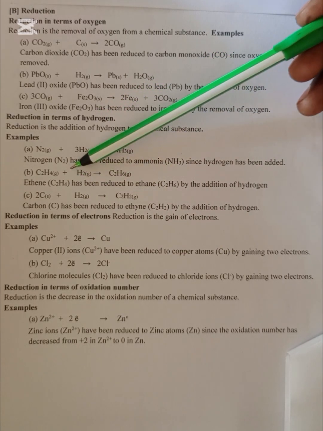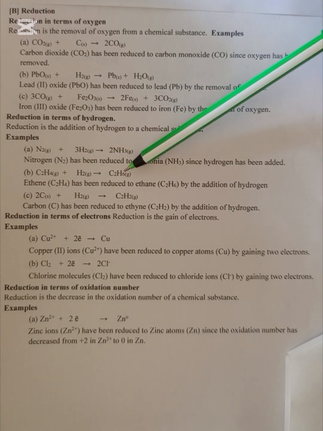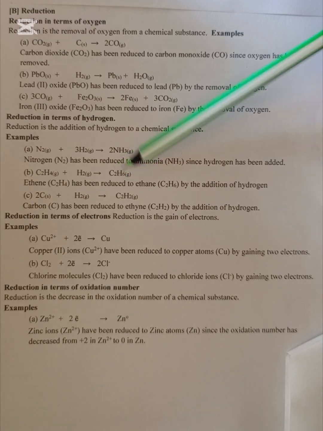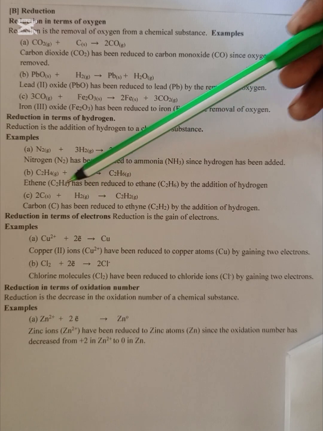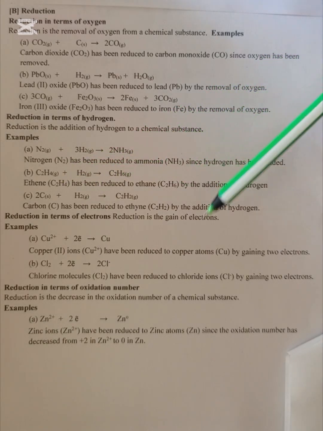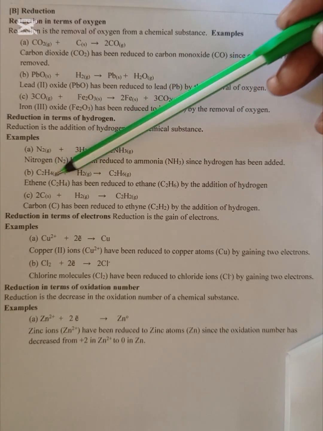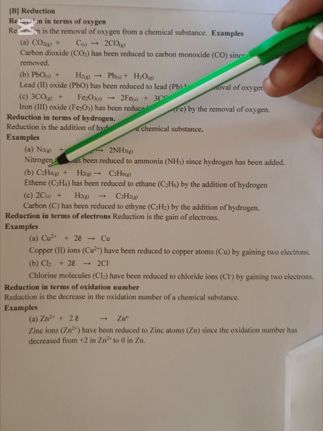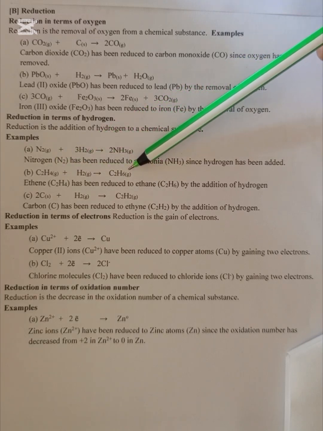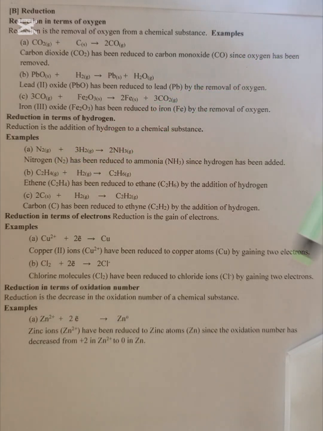The same is true for ethene. Ethene reacts with hydrogen to form this compound here, which is ethane. So ethene has been reduced to ethane by the addition of hydrogen. We've added hydrogen to this particular compound, ethene, to give us ethane. So the addition of hydrogen is what you call a reduction.